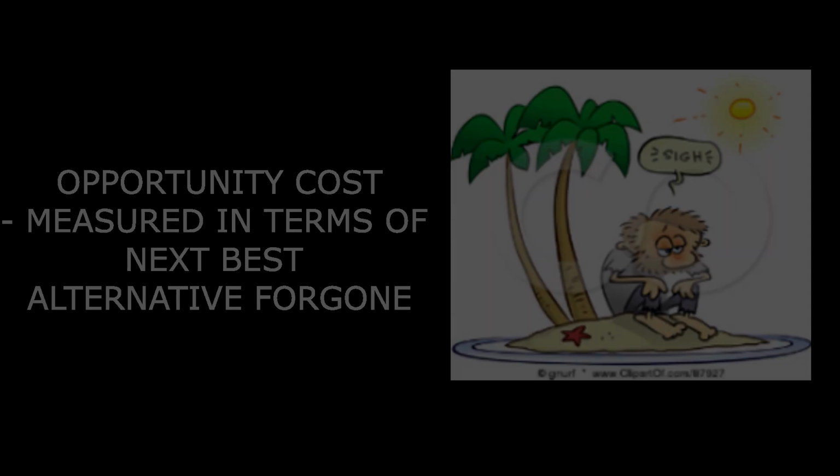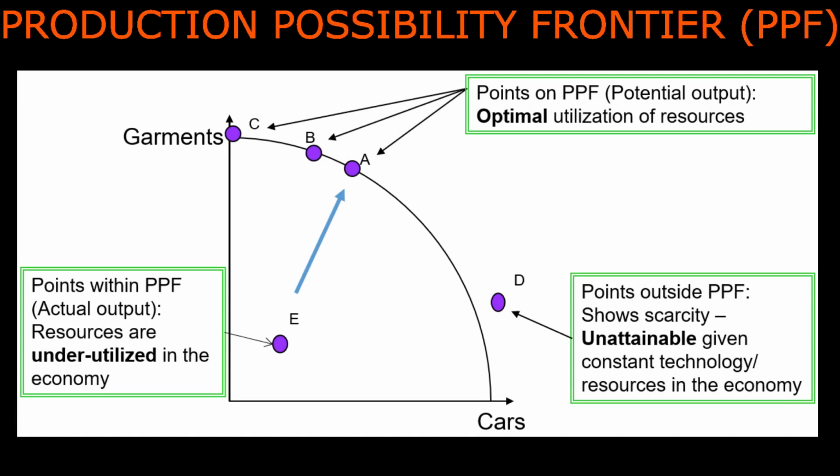Moving on, we can demonstrate scarcity, choice, and opportunity cost on a graph called the PPF curve. As you can see on the graph here, there are two axes. The y-axis will be the garments and the x-axis will be the cars. There are points located on the PPF, within the PPF, and outside of the PPF. So points A, B, C are just different combinations of garments and cars being produced.